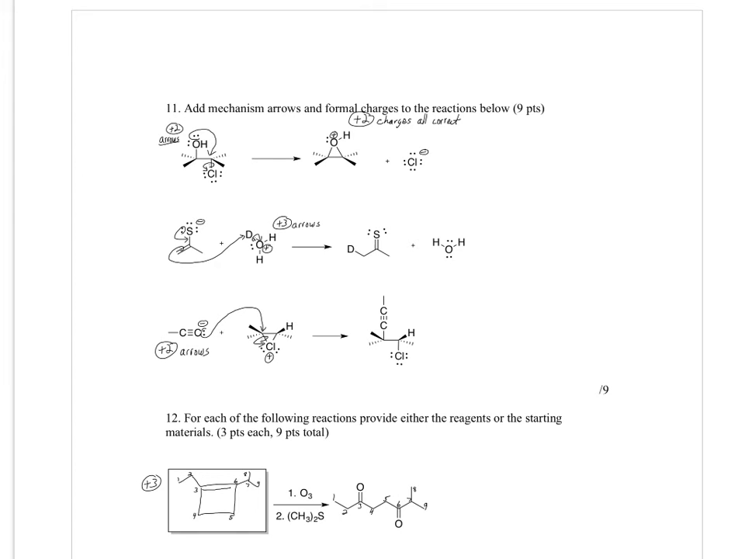Alright, for number 11, it said add mechanism arrows and formal charges to the reaction below. So this is very similar to a workshop we did. So here you do bonds broken, bonds formed.